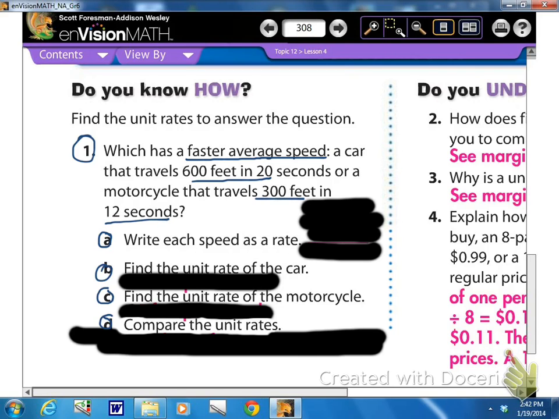So they want you to A, write each speed as a rate, B, find the unit rate of the car, C, find the unit rate of the motorcycle, and then D, compare the unit rates to figure out which one has the faster average speed.